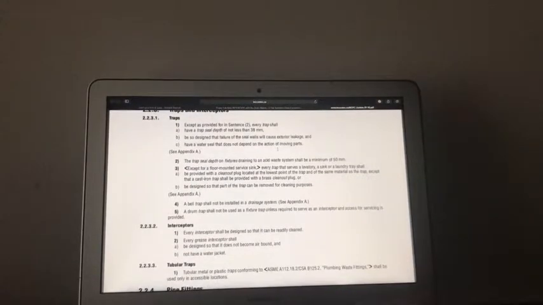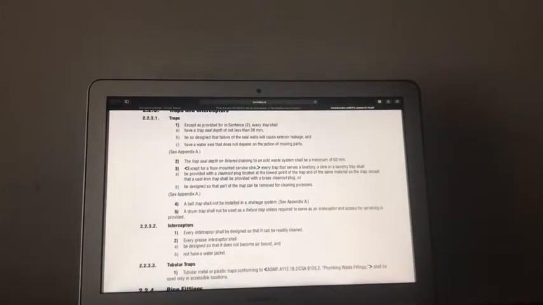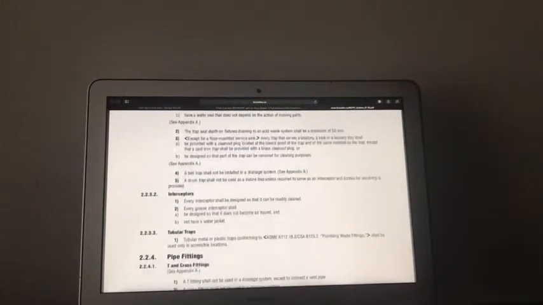It shall have a water seal depth that does not depend on the action of moving parts, and this is literally you kick a bucket and you make a hamster run and the water runs down and it somehow seals the trap through some Einstein gadget that you've created. So we just buy from the wholesaler. We don't really have to worry about that code.